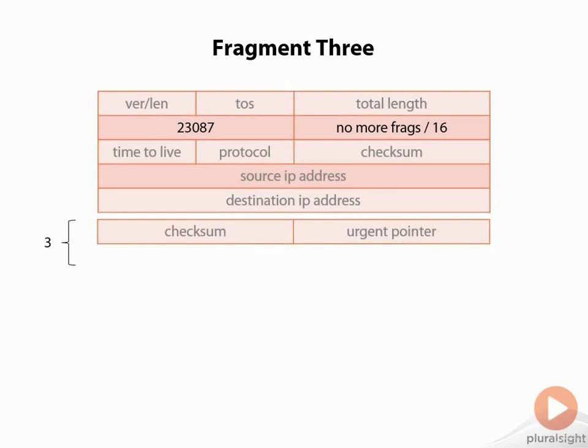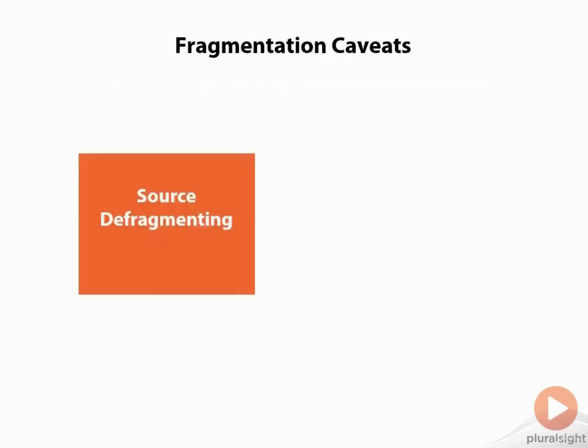The last packet sent will look like this. Again, the ID field is constant. This time the more fragments flag is set to off, which tells the recipient that this is the last fragment in the series, and the offset field is set to 16, indicating that the data in the packet starts at byte 16 in the original datagram. The data contains the remainder of the TCP header.